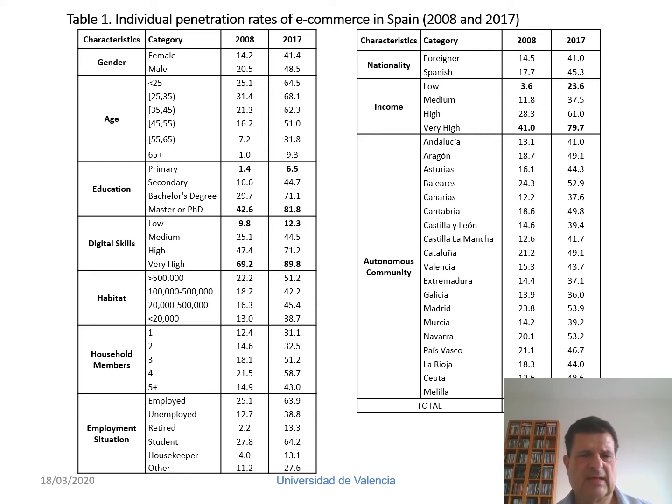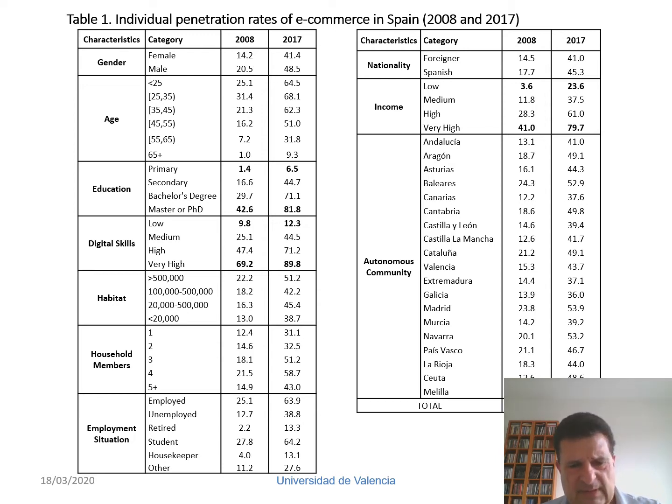And again, if you go to the habitat variable, in principle you would expect that people from large cities, like the first category here, would make more e-commerce. Or you could guess that the people from the rural areas should make more e-commerce because they don't have enough supply close to them. So whatever you may think about this, the data tells you that there is a positive relationship with the size of the population, and that is consistent across years.